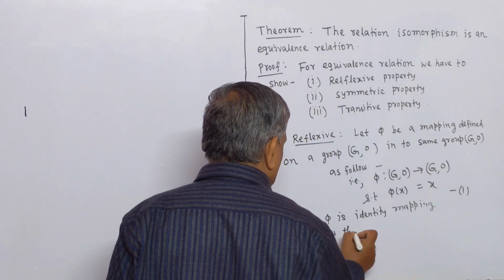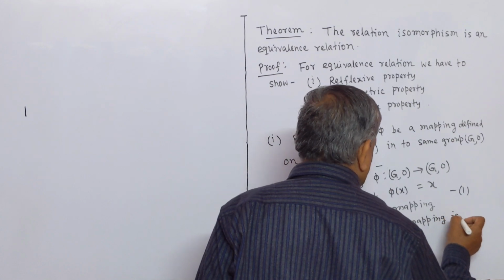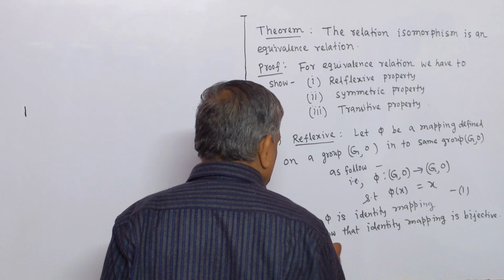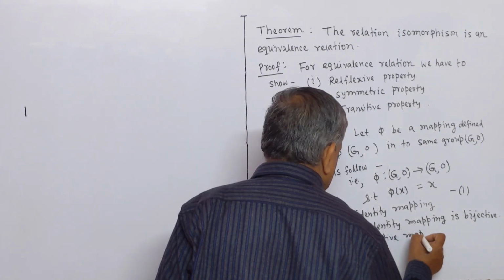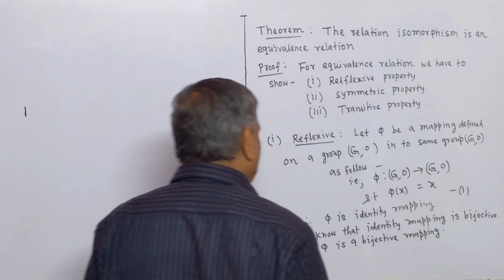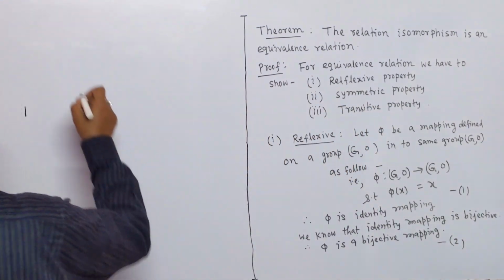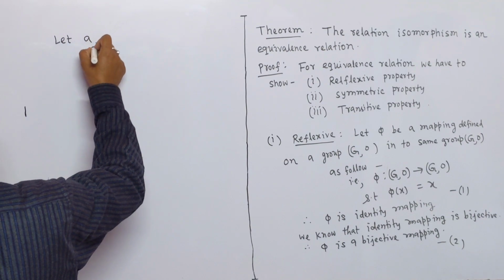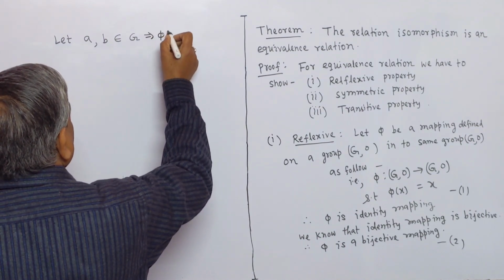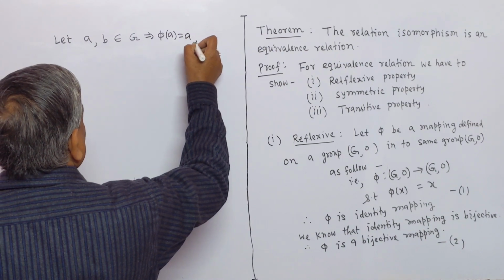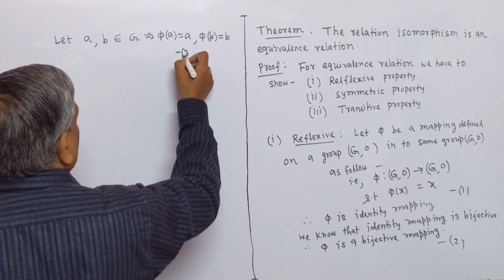We know that the identity mapping is bijective. Therefore, phi is a bijective mapping. Bijective means 1-1 onto mapping. Let this be number 2. Let A, B belong to group G, which implies that phi A equal to A, phi B equal to B. Let this be number 3 and this be number 4.